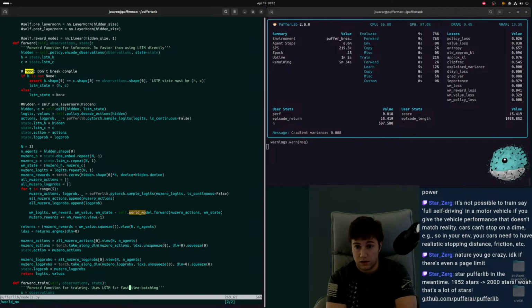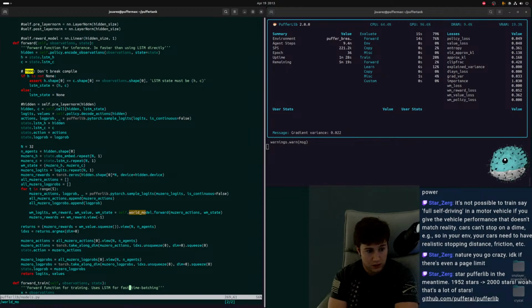32-way parallel. 5 steps rolled out forwards. Actions and log probs computed from original logits. And then we call the world model on those actions and the current state, which is formed by the observation embedding and the current LSTM C state.